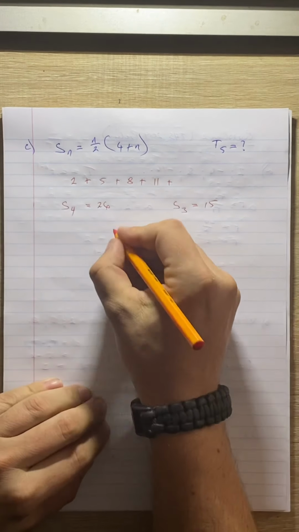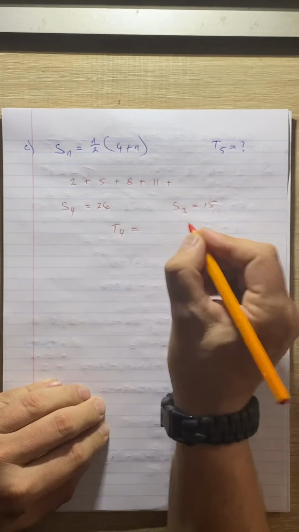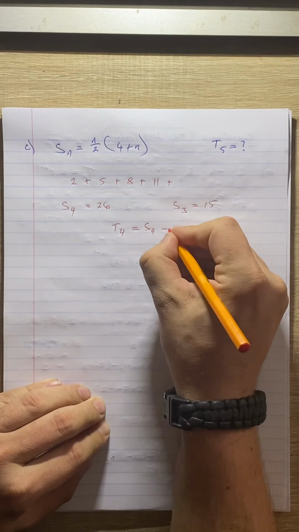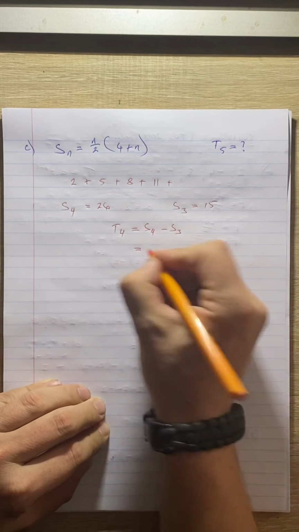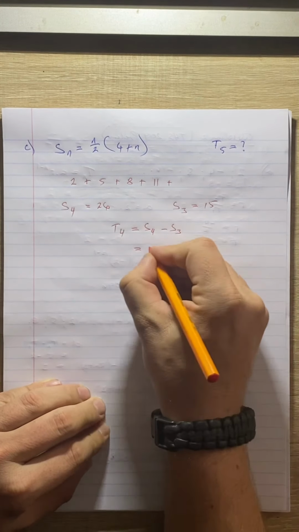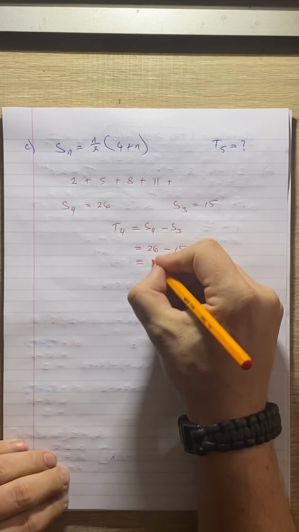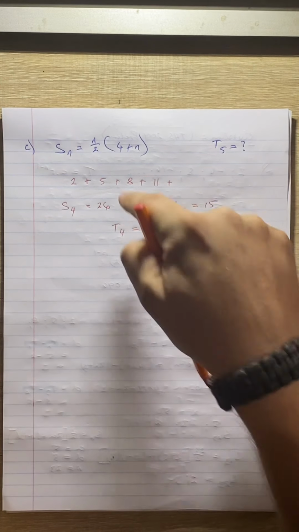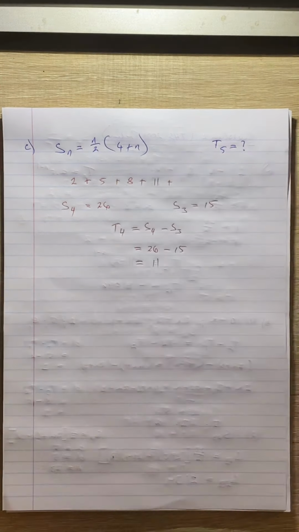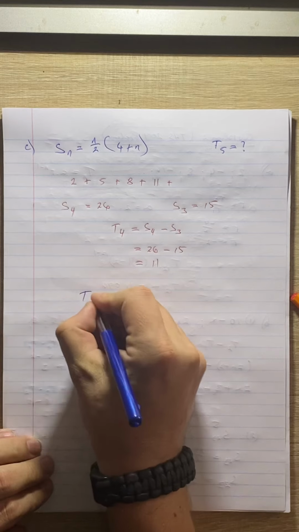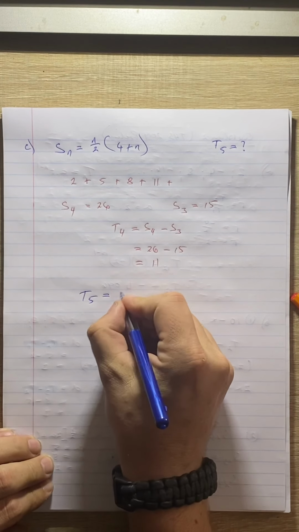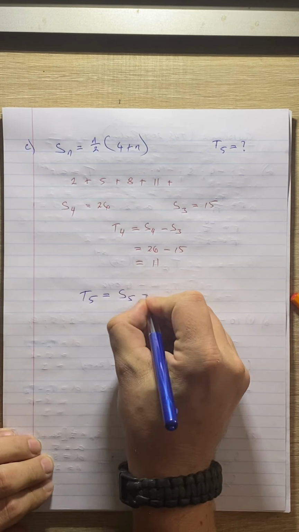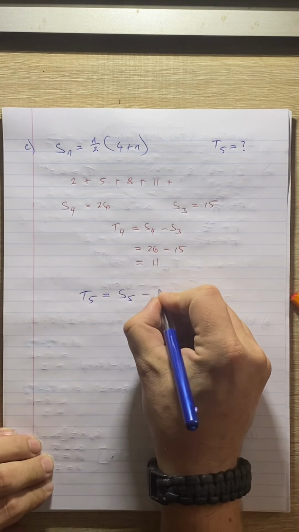So let's test it out. So T4 equals the sum of 4 minus the sum of 3. So we got 26 minus 15, and 26 minus 15 gives us 11, and that's our 4th term. And that is the principle that I'm going to use here. So we want to find T5. So we know that T5 will be equal to the sum of 5 terms minus the sum of 4 terms.